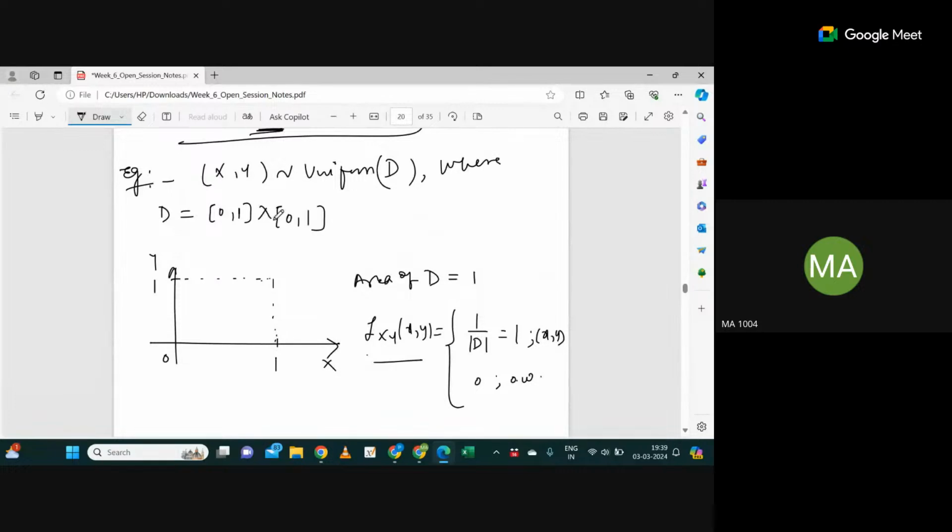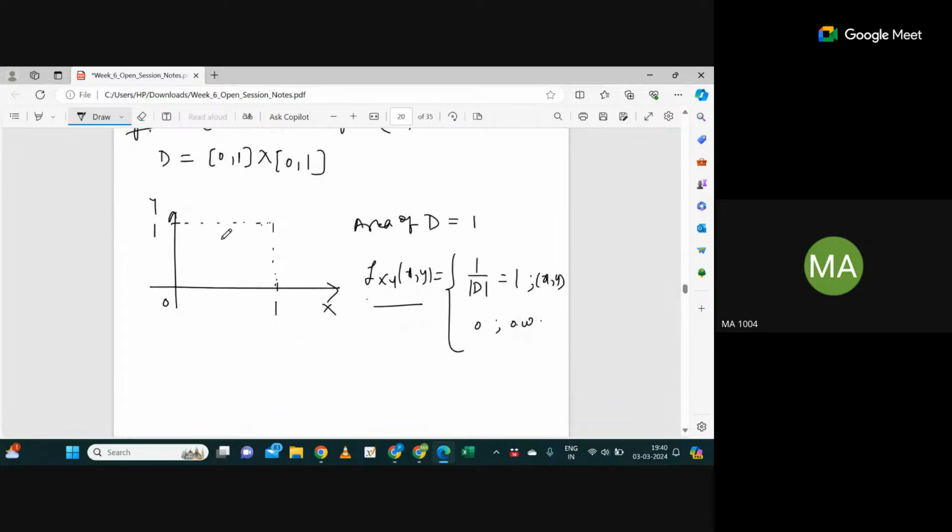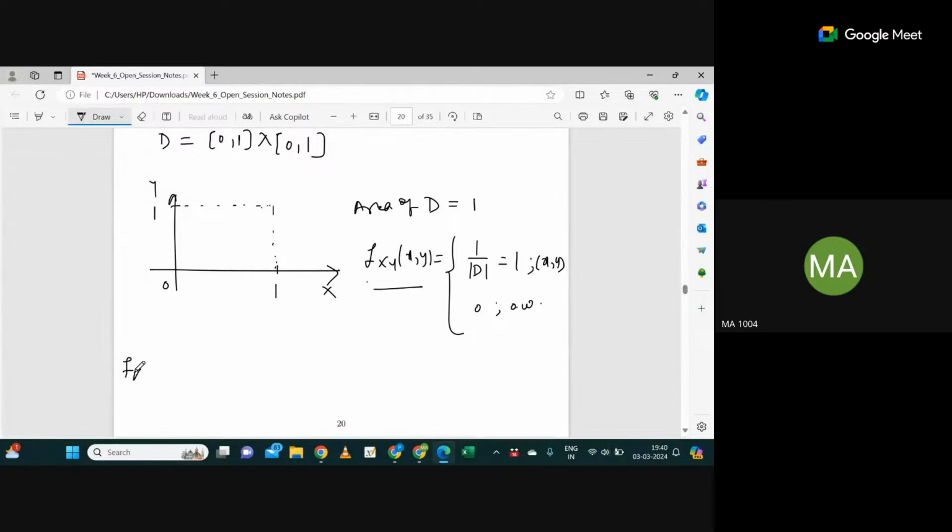Suppose this is the question, and I ask you to check whether X and Y are independent or not. You have calculated the joint density. Now I need to calculate the marginal. To calculate the marginal f_X of x, I have to integrate the joint density with respect to y. What is the limit of y? 0 to 1. So it is the integral from 0 to 1 of 1 dy, which is y from 0 to 1, nothing but 1 minus 0, which is again 1.